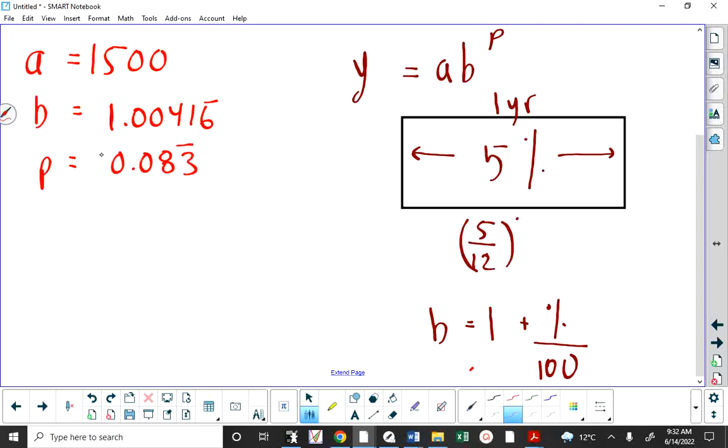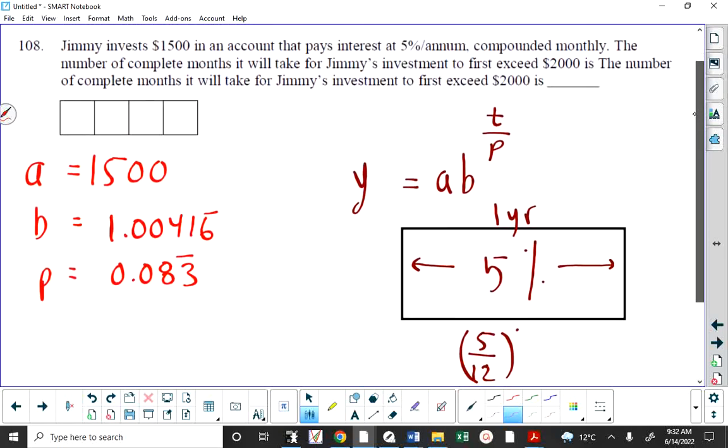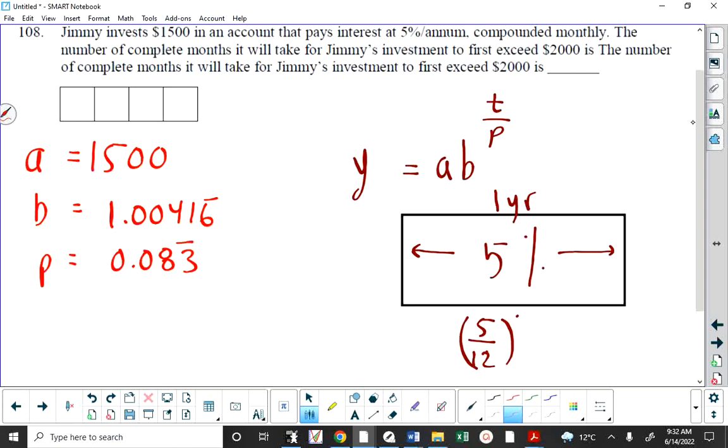0.083 repeating. So this is the setup for the problem. Now, what is the actual question? The question is, when does it exceed $2,000?